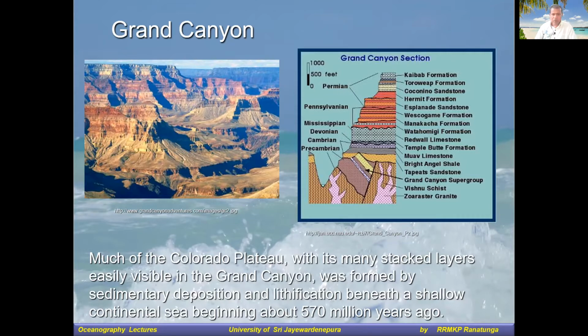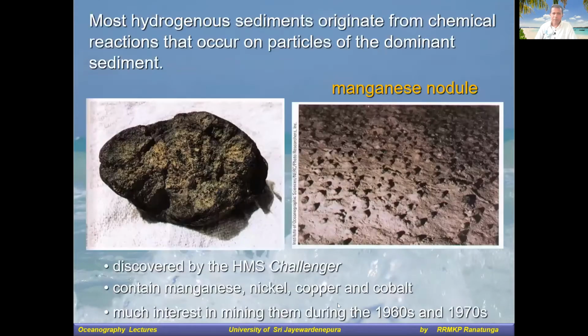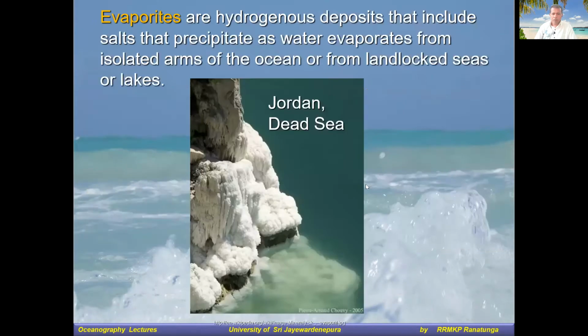Very important tourist destination again. And this is where you can see the actual images of manganese nodules deposit in the ocean bottom. And this is the Jordan Sea, as I mentioned before, the evaporites or the hydrogenous sediment deposits. This is the natural salt. The natural salt deposited in the Jordan Sea, right?